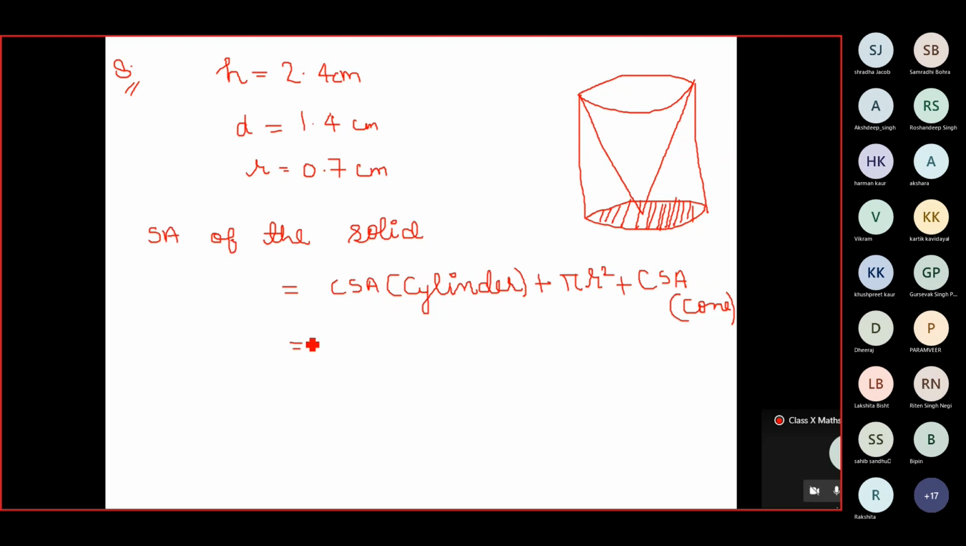Okay, CSA of cylinder is what? 2 pi r h. Now plus pi r square.